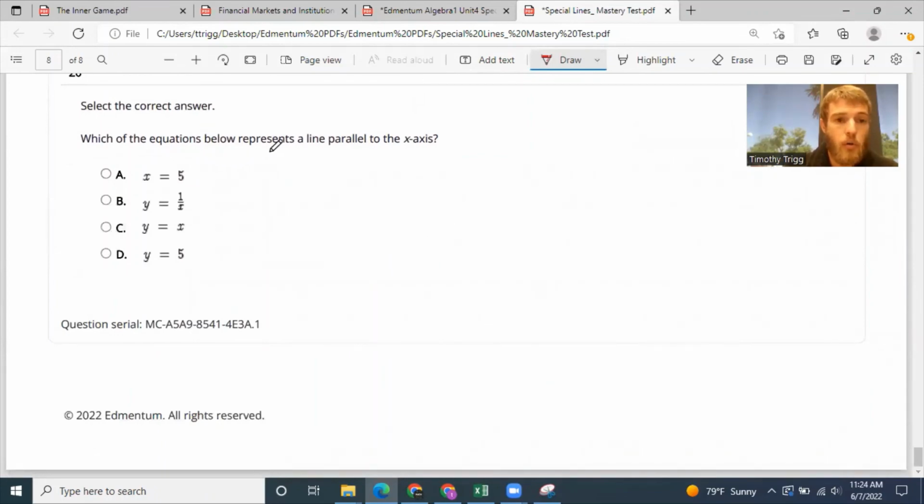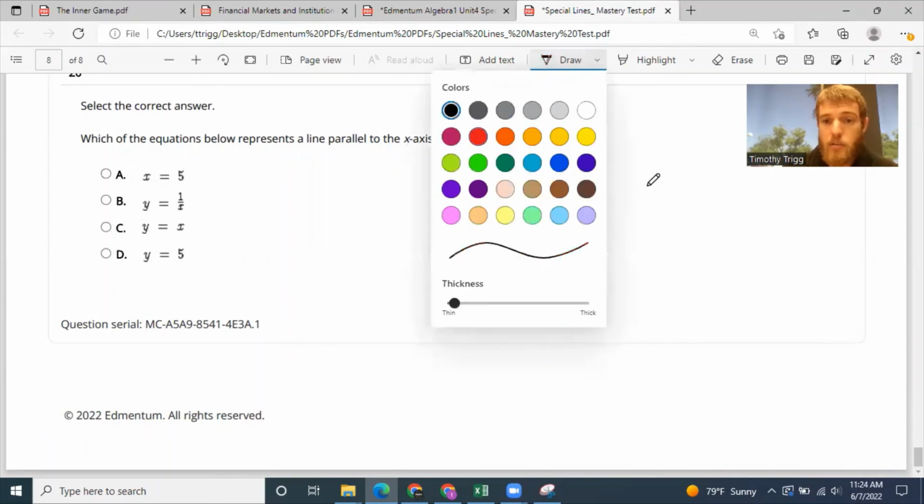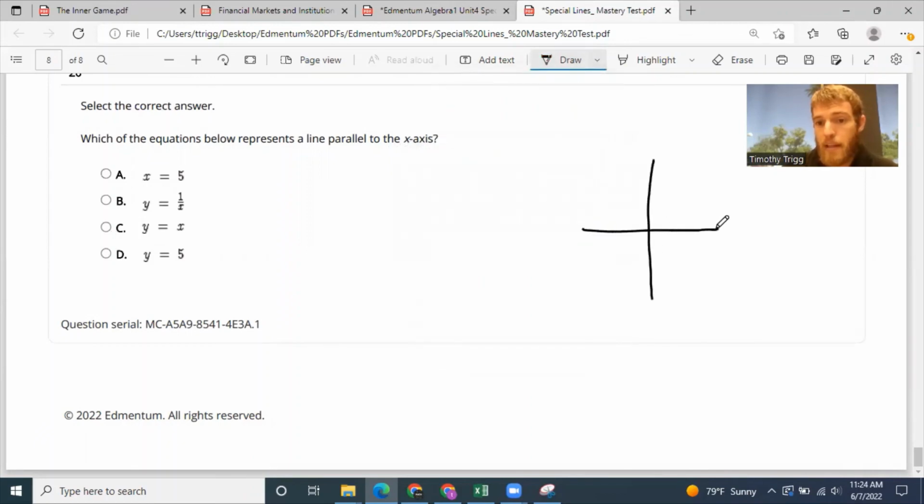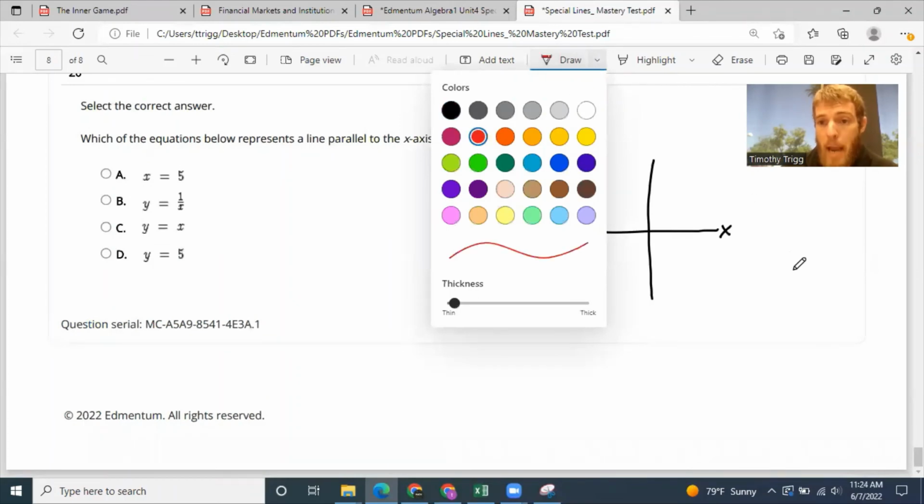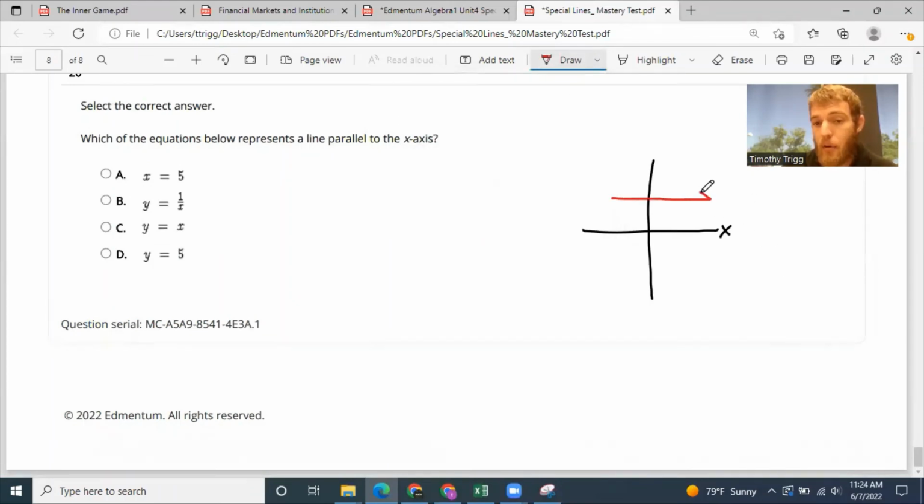Which of the equations below represent a line parallel to the x-axis? So this one's similar to the last one, except here when we think about the x-axis, it's horizontal, and we want a line that's parallel to that. So we want another horizontal line. These are parallel. This red line is parallel to the x-axis. Now remember, horizontal lines are going to be in the form y equals and then just a constant.